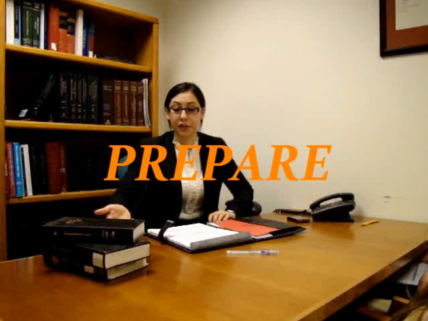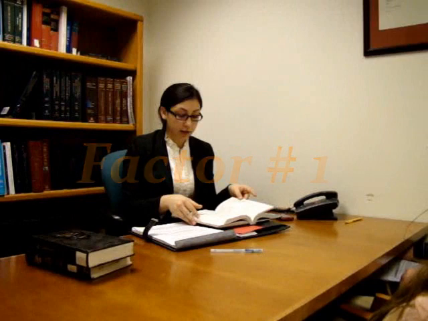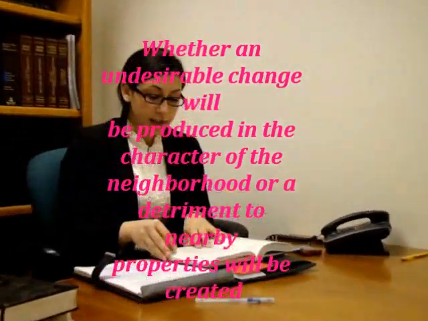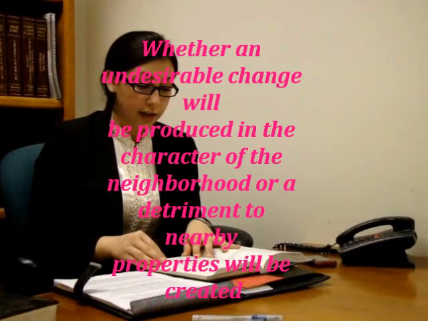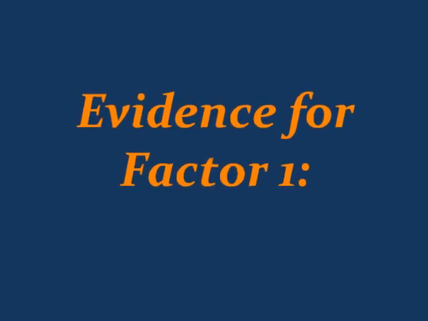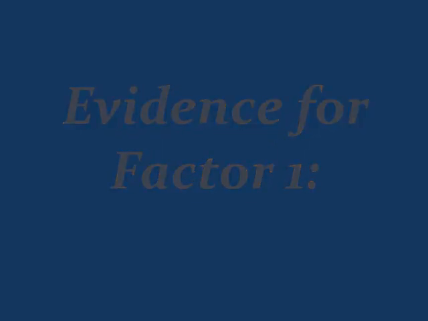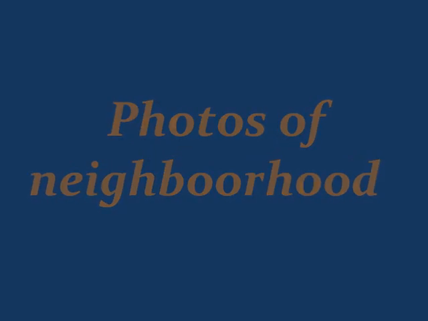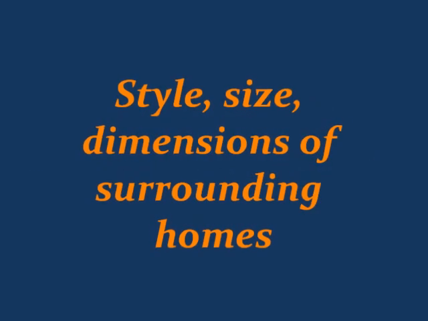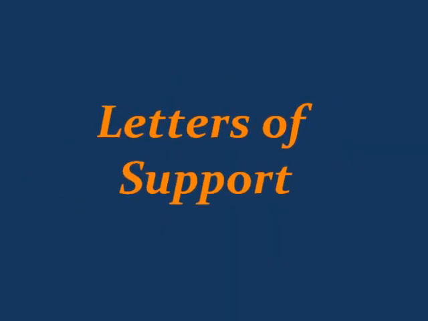Well, before you make your case to the board, you have to prepare the right evidence for each factor. So, the first factor in making your determination is whether an undesirable change will be produced in the character of the neighborhood or a detriment to nearby properties will be created. In addressing the first factor, photographs of the neighborhood should be taken or obtained from a program like Google Street View. In addition, the general size, style, and dimensions of surrounding homes should be recorded. Letters of support from neighbors are also very informative and influential.